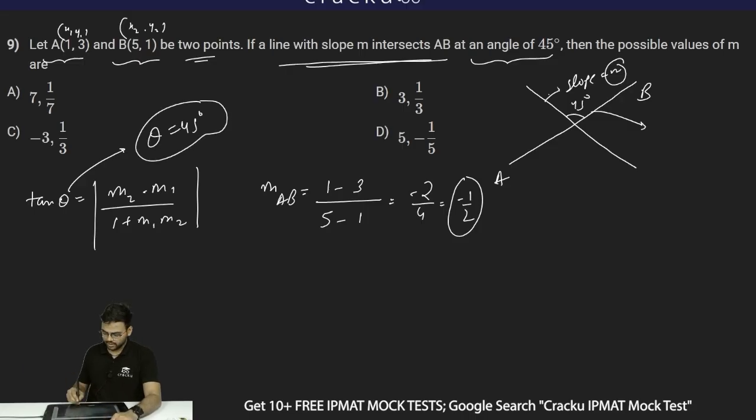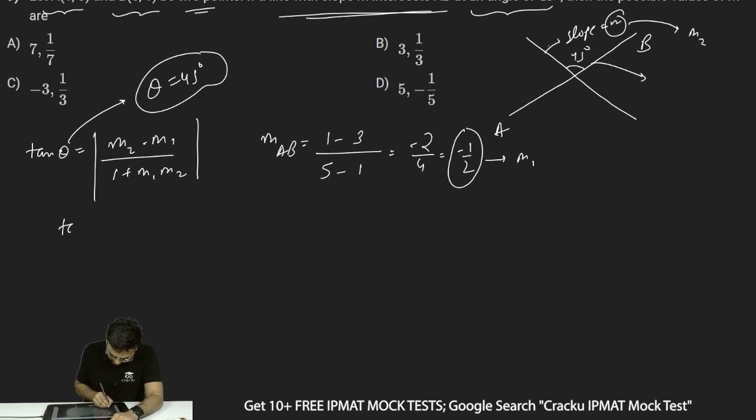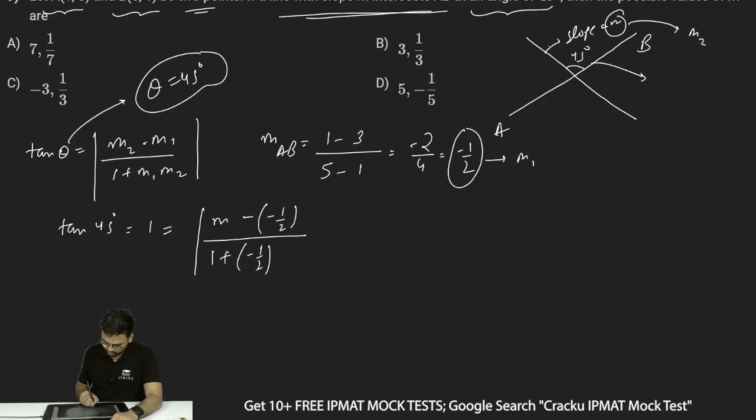So I can just substitute the value. I can consider this as m1, this as m2, and theta is 45. So this I can write as tan 45, which is equal to 1, is equal to m2, let's say it is m, minus, what is m1? m1 is minus 1 by 2. So minus 1 by 2 upon 1 plus, what is m1? m1 is minus 1 by 2, and what is m2? m2 is m.